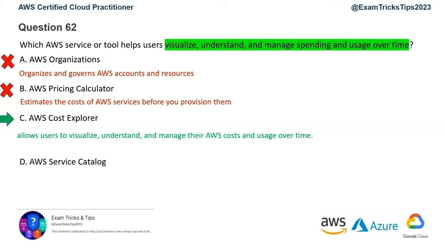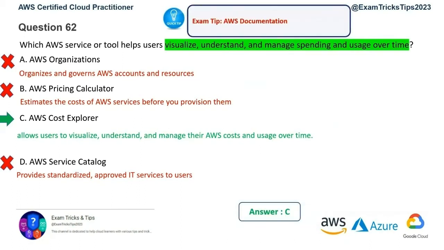And the last option, obviously, we got our answer. Option C, the last option, is incorrect, which is AWS Service Catalog. We just recently did this in the previous question. It provides standardized approved IT services to users. It's a catalog of your IT services. We saw that in the previous question. It can be a solution for managing and governing deployment using IaC templates. So for this use case, it's an incorrect answer. So AWS Service Catalog is incorrect, and for this particular question, our answer is option C, AWS Cost Explorer.